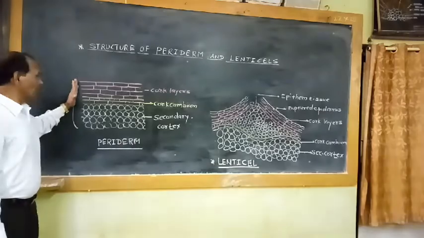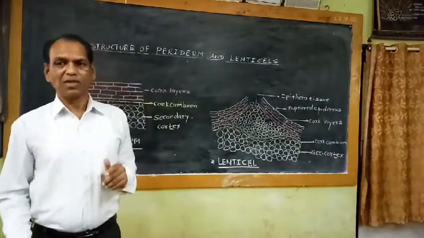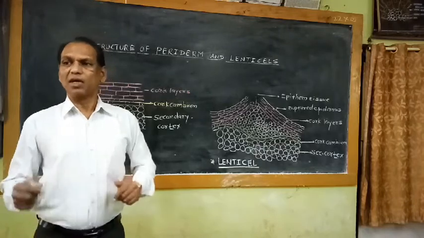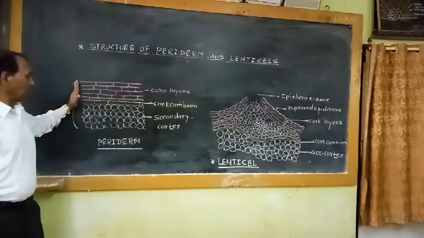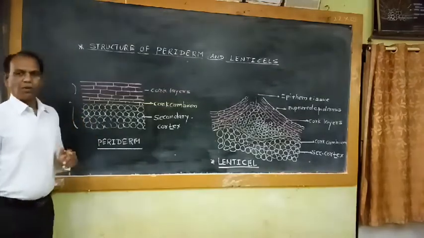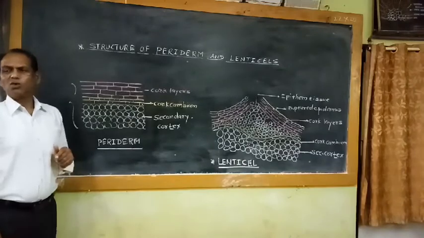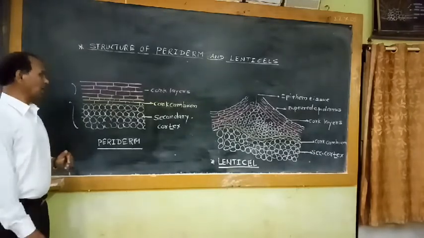The basic function of this periderm is to prevent the entry of pathogens like bacteria, viruses, and fungal spores in the ruptured epidermis region. Another function of this periderm is to protect the inner tissues from desiccation or excessive loss of water due to rupture in the epidermis layer during secondary growth.